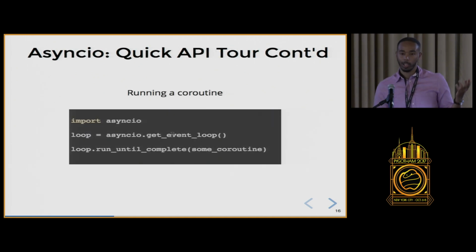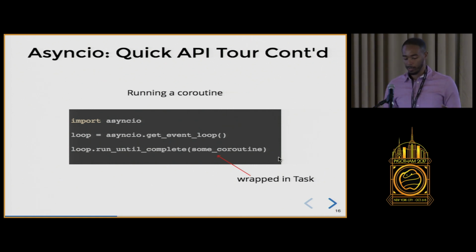How do we run a coroutine? Well, we import the asyncio package. We get an instance of the event loop, and we say event loop, run until complete, and we give it the coroutine. A few slides ago, I said that tasks execute coroutines, and this is true. What happens behind the scenes here is that the framework will take our coroutine and wrap it for us in a task. That's pretty convenient.